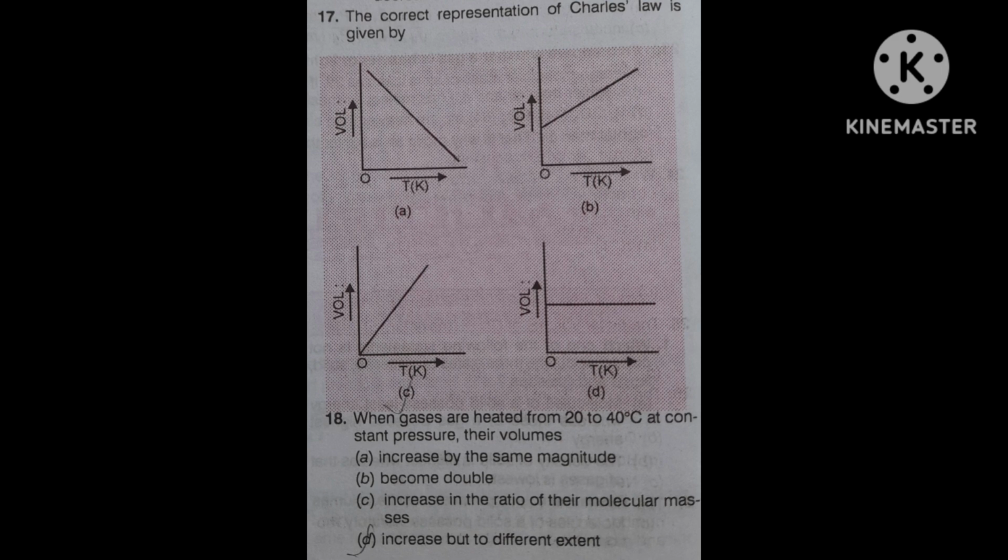Why is it correct? Charles' law is V upon T is equal to what? Constant. Means V is directly proportional to T. It means V upon T is constant. Hence the plot of V versus T is a straight line passing through the origin.